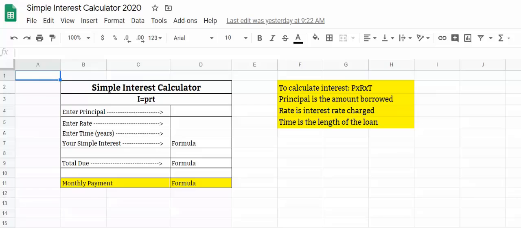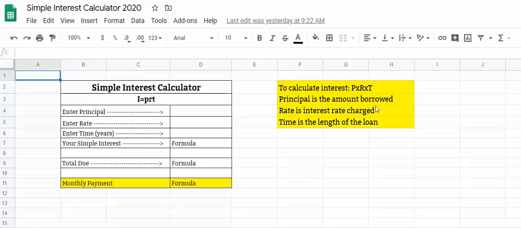Okay, so let's take a closer look at this spreadsheet that I want you to do with the simple interest calculator. If you have not set this up yet, please do so. Notice that these three columns are merged and these three are merged. And the I equals PRT means interest equals principal times rate times time. And here's your formula again here.